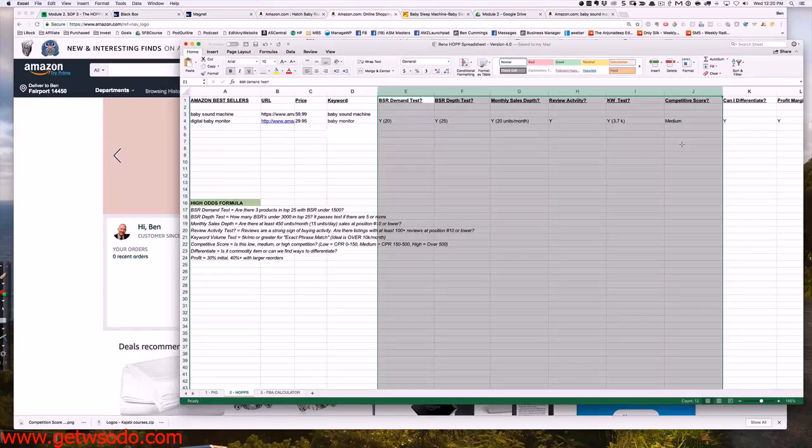We want to see review activity. We want to make sure there's adequate reviews, because low reviews is a sign that there's hardly any sign of life. I mean, some people think, oh, low reviews is better. That means no competition. That means no buyers. And I'll explain that later. And then keyword test and a competitive score. So let's just get right to it.